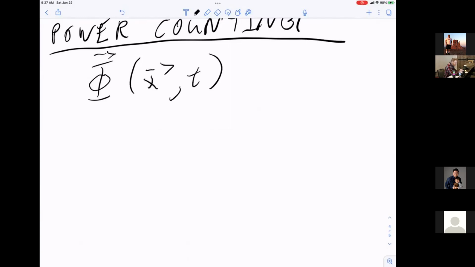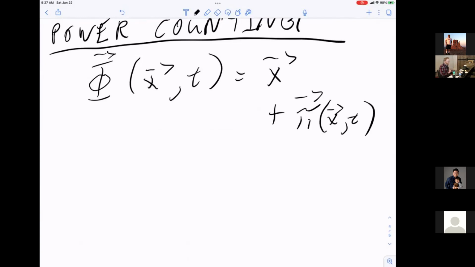Which means the ground state, or the state of affairs that I'm particularly interested in, is not just the initial condition that phi equals x vector, but actually phi equals x vector for all times. This would be my ground state. But I do want to have some dynamics. And so I'd be interested in small displacements away from my particular ground state. So pi vector, which is some small displacement.